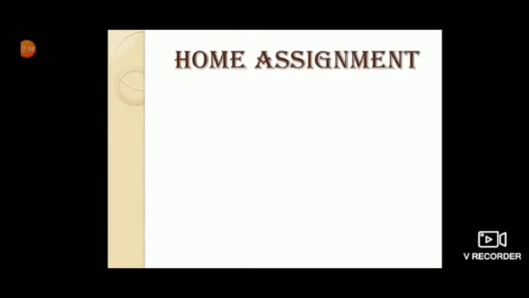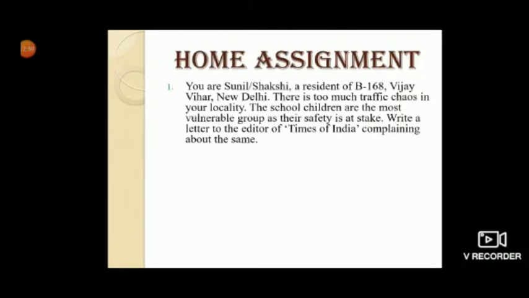Now it's time to evaluate ourselves by doing the home assignment to know how much we have enhanced our formal letter writing skills. First, you are Sunil or Sakshi, a resident of B168, Vijay Vihar, New Delhi. There is too much traffic chaos in your locality. The school children are the most vulnerable group as their safety is at stake. Write a letter to the editor of Times of India complaining about the same.